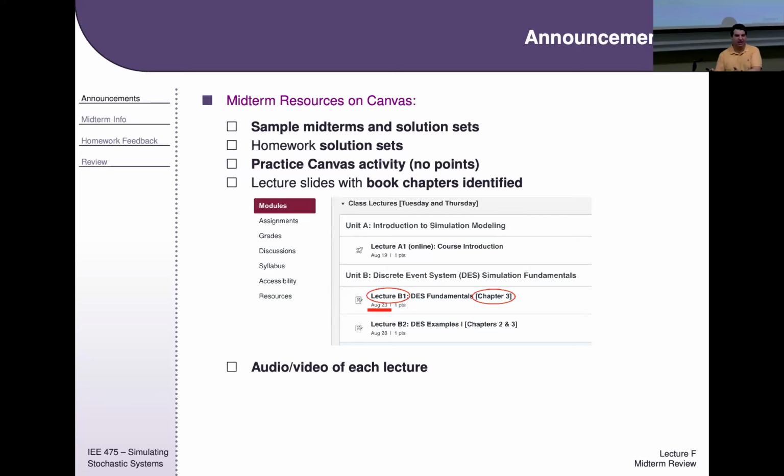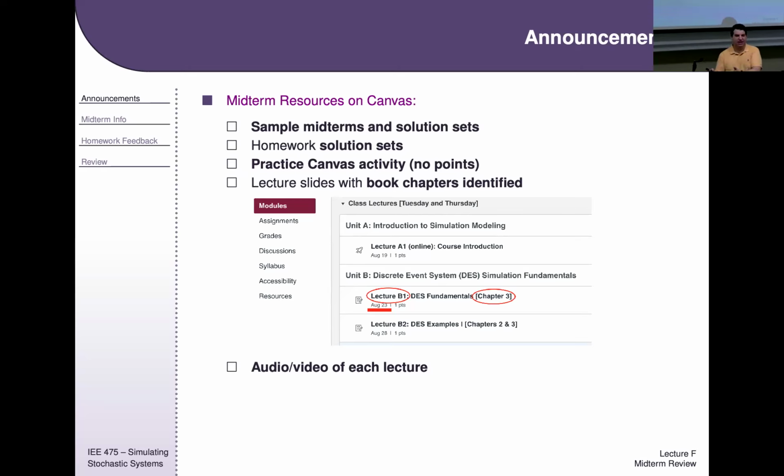And if you want to see again what an exam looks like from previous semesters, those are real exams that are loaded in there. And the exam that I build for this semester is going to be very similar in shape to those. So make sure that you take a look at that module if you haven't already.